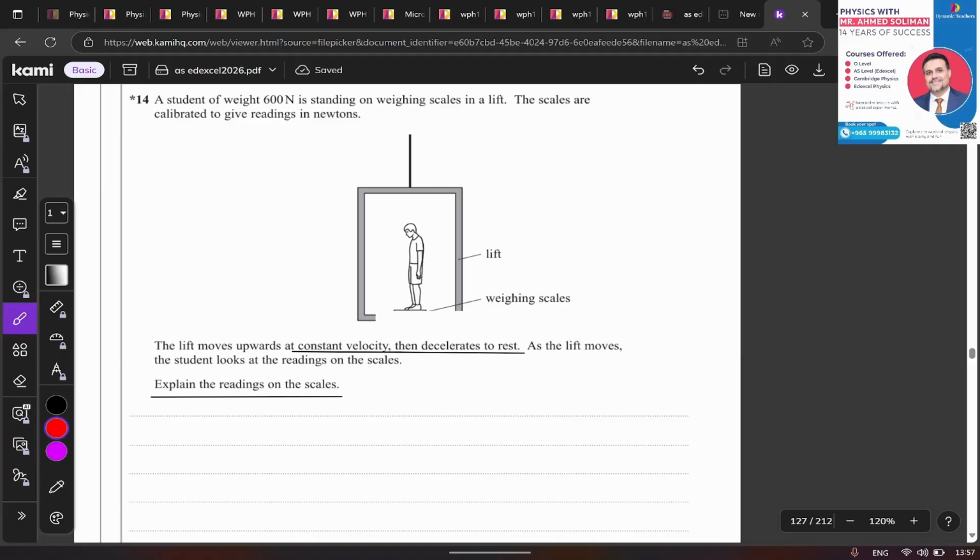Do you know, man, what is the force that gives us the reading on the scale? You are standing on the scale. So what is the force that gives you the reading on the scale? Weight. You think the weight is the reading on the scale? The weight gives you the reading on the scale, right?